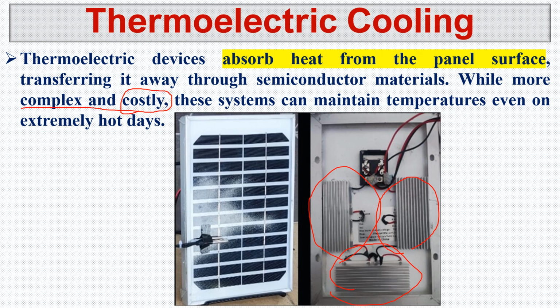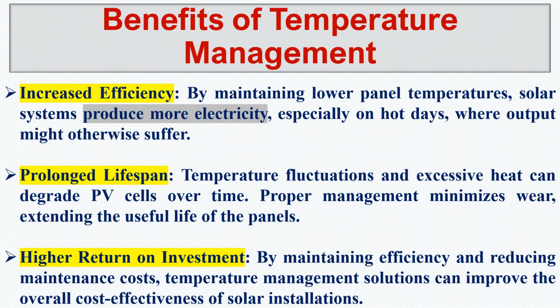We can install it on the backside of the panel. Then this system will remove the heat, making sure the solar panels operate at 25 degrees Celsius. Okay. So what are the benefits of temperature management? Increased efficiency. By maintaining lower panel temperature, the solar system produces more electricity. So definitely we need more electricity, then only we can get more profit or financial revenue from the project.